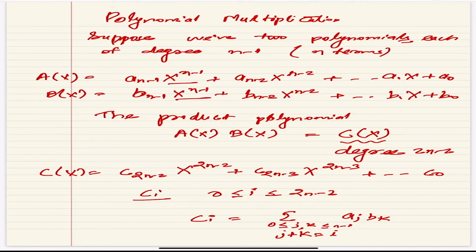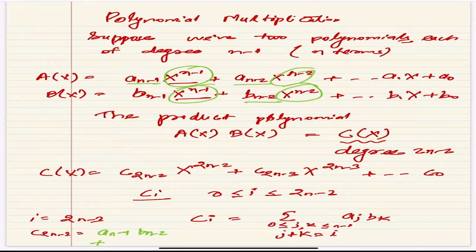Okay. For an example, suppose i is equal to 2n minus 3. To get c_{2n-3}, I have to use some coefficient from a and b such that the j and k add up to 2n minus 3. Now in this case there are only two ways. For example, this and this together becomes 2n minus 3. So I can do a_{n-1} times b_{n-2} plus these two together will make 2n minus 3, so a_{n-2} b_{n-1}. So j plus k is equal to i and j can be anything.